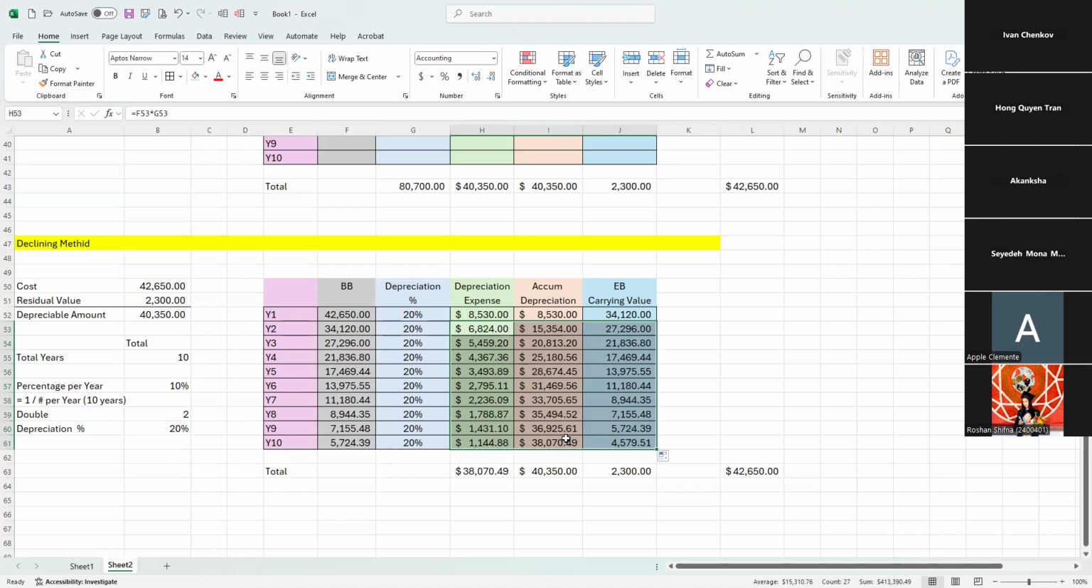Am I going to be okay all the way to the end? Do we have to make any adjustments? No, no. We're not exceeding, you see, on the year 10, our carrying value doesn't drop below the residual value. So we're okay in this case.